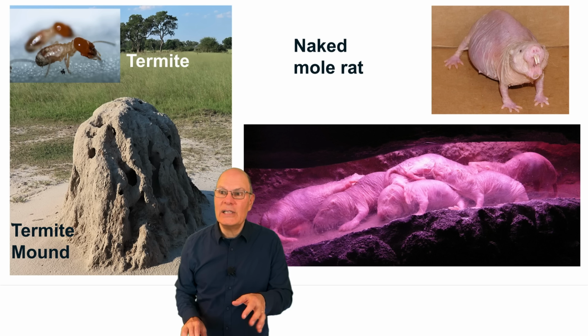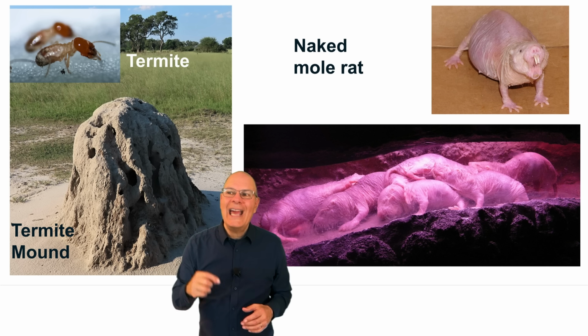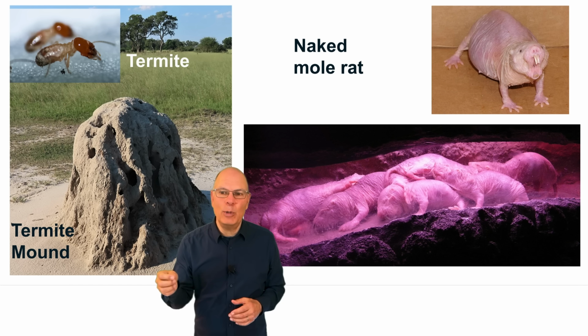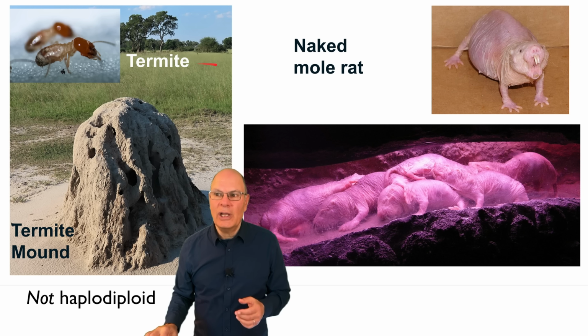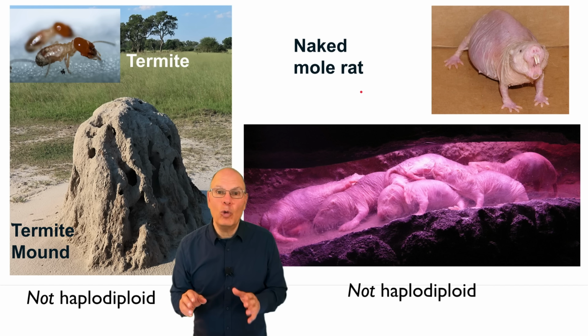And just to emphasize something, eusociality can exist without haplodiploidy. Termites are not haplodiploid, and they are eusocial, and that's true of the naked mole rat as well.